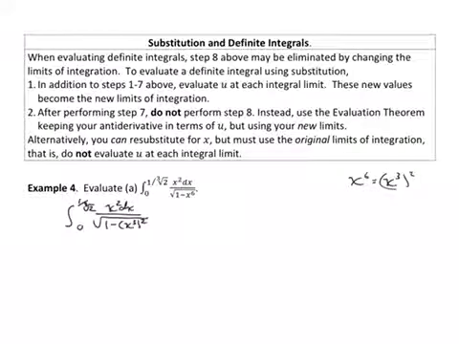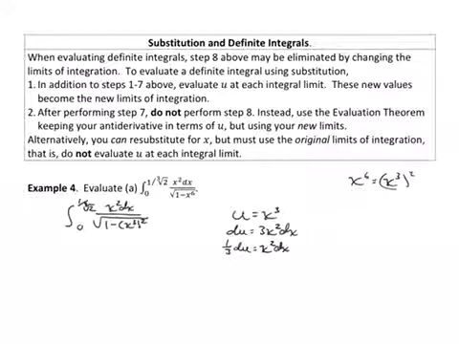My substitution then is going to be u equals x cubed. Du will be 3x squared dx, which is perfect because I have that x squared lurking about up there. The problem is I don't have this 3, so I'm going to multiply both sides by 1/3. 1/3 du is x squared dx.